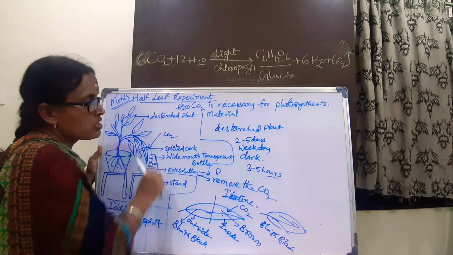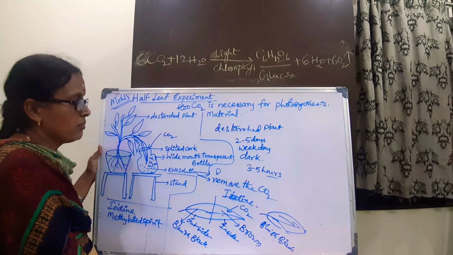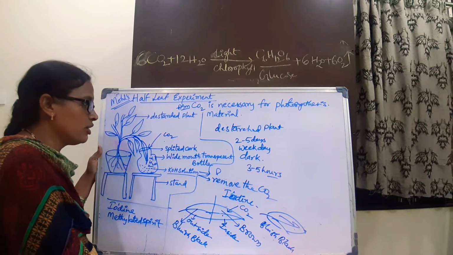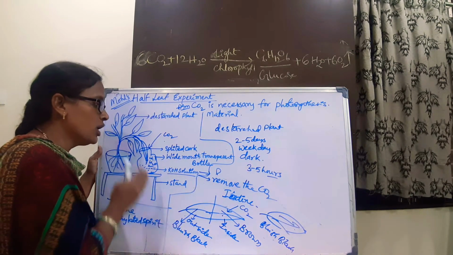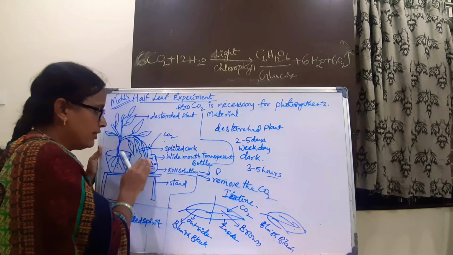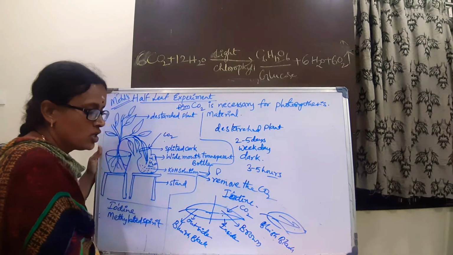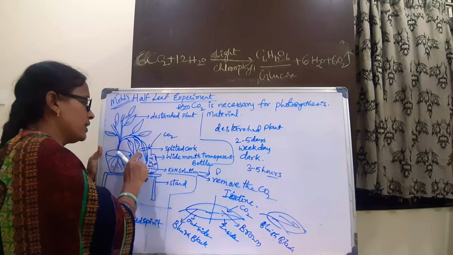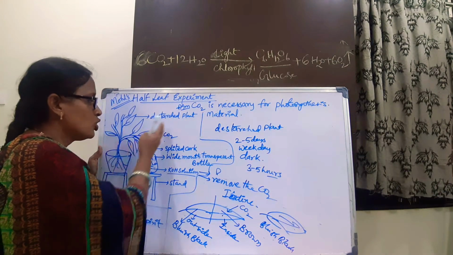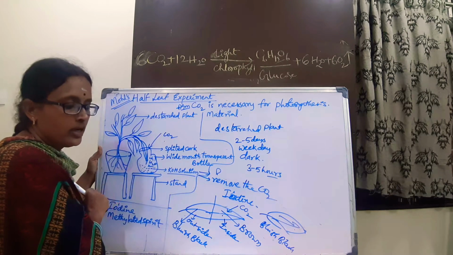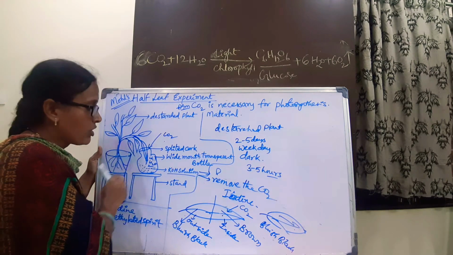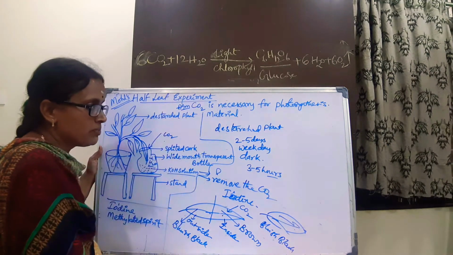And what are the questions that may be asked from this experiment? Why are we using carbon dioxide? How can we remove the carbon dioxide in the bottle? Simply, by using KOH solution. Why are we applying grease? To avoid the entry of other gases. What is the need of a destarched plant?